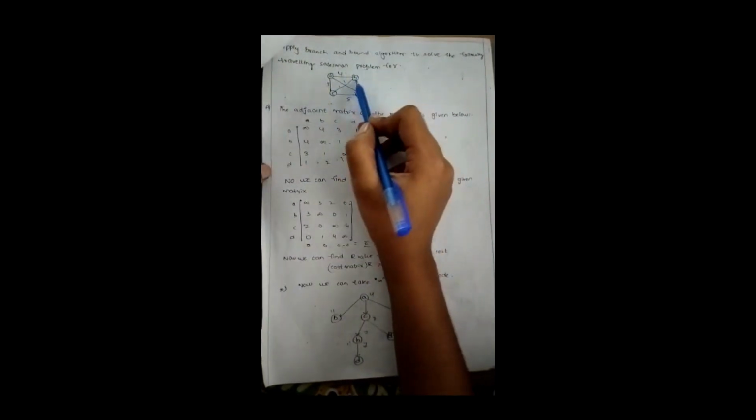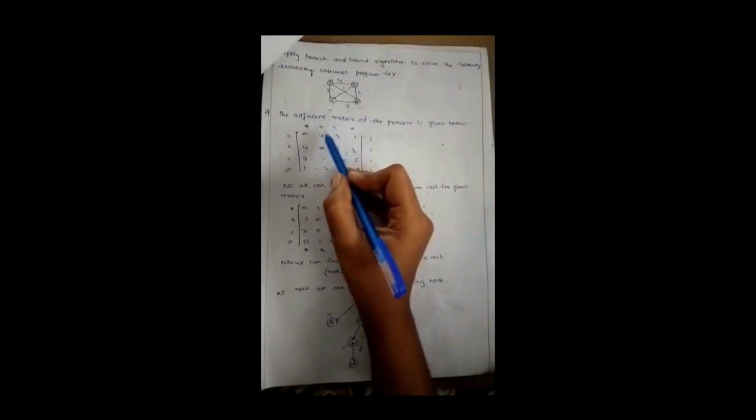Travelling salesman problem with an example. This is an example I am having with 4 nodes. This is an adjacency matrix for the above graph, and this travelling salesman problem is solved by using the row reduction and the column reduction. First I am doing the row reduction.